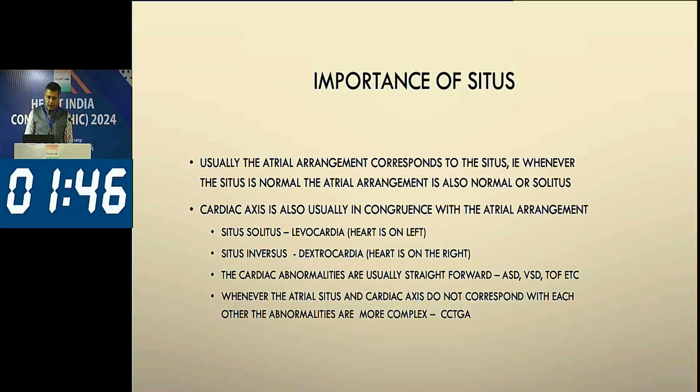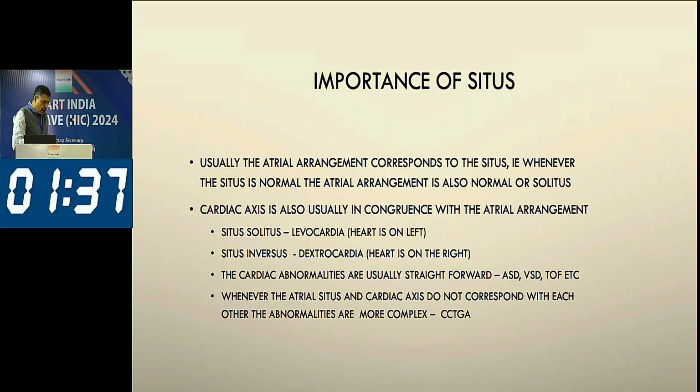So following the situs, we know the next structure is the cardiac axis. Cardiac axis means where the heart is located. So usually we have situs solitus levocardia. Levocardia means the majority of the cardiac mass is in the left hemithorax. Situs inversus corresponds more or less to dextrocardia, or heart on the right. Usually in these cases we have simpler abnormalities such as ASDs, VSDs, TOF, etc.